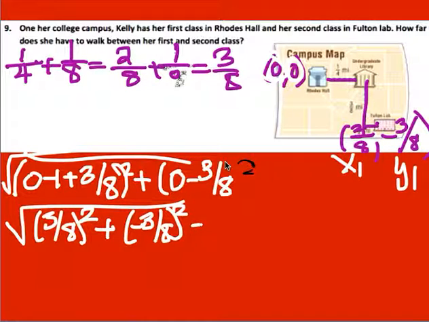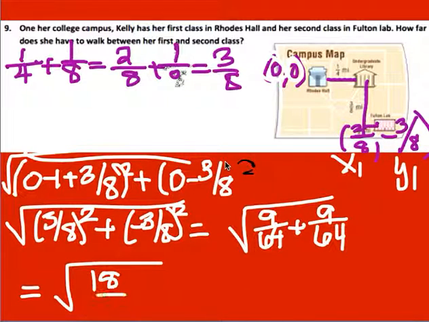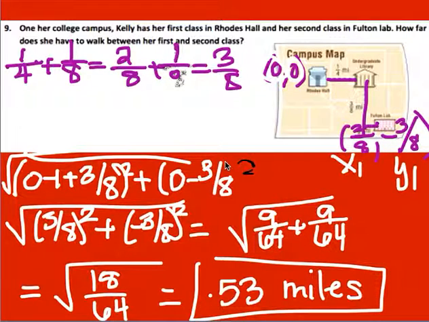So let's go ahead and square that. So then what we're going to have, 3/8 squared is 9/64. 3/8 squared again is 9/64. Okay, so then when we add that up, we get the square root of 18/64. Okay, so then I'm going to actually take the square root of 18/64, and I get 0.53 miles. So she actually walks a half a mile just over to class and back.